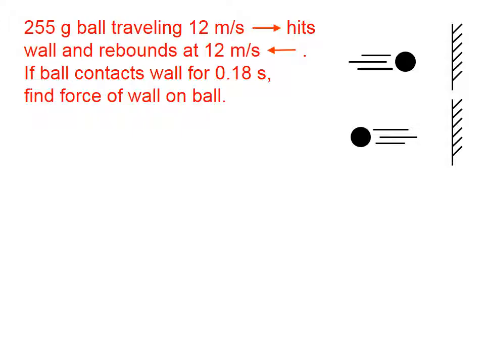A 255-gram ball traveling 12 meters per second to the right hits a wall and rebounds at 12 meters per second back to the left. If the ball contacts the wall for 0.18 seconds, find the force of the wall on the ball.